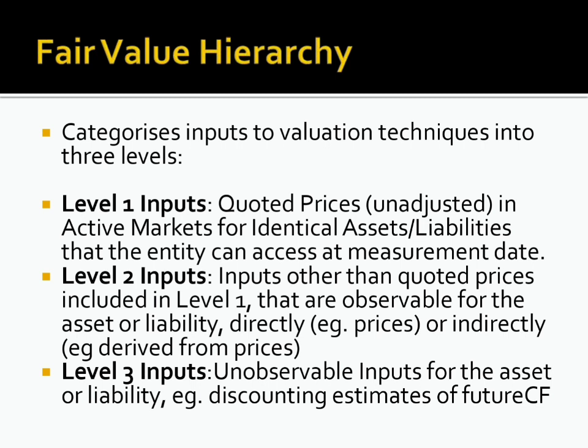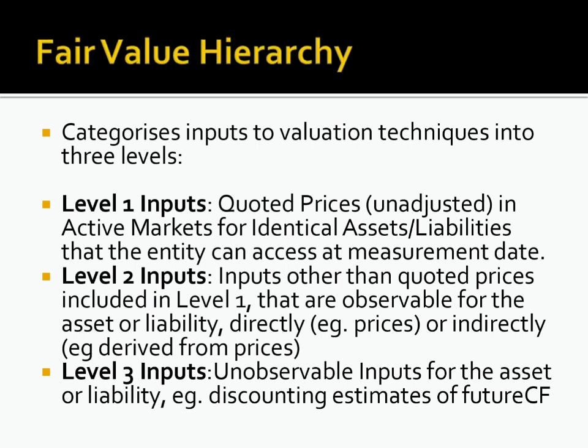Level 2 inputs: inputs other than quoted prices included in level 1 that are observable for the asset or liability either directly, that is prices, or indirectly, that is derived from prices. Examples of this include quoted prices for similar assets in active markets or for identical or similar assets in non-active markets, or use of quoted interest rates for valuation purposes.